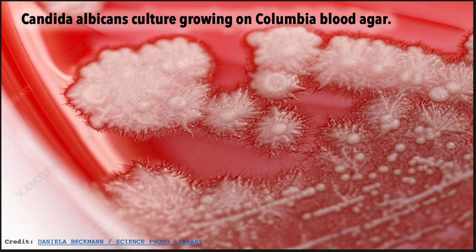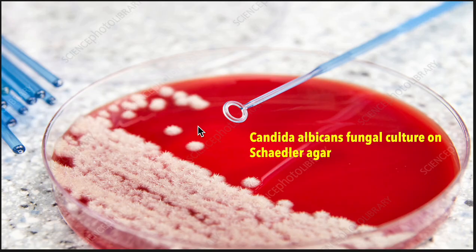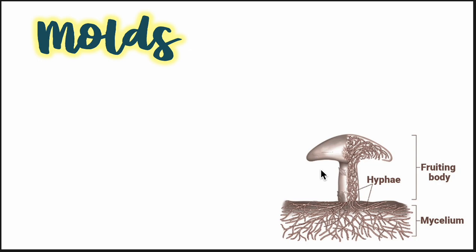Okay, and then also this one, this is another example of a Candida albicans fungal culture on Sabouraud agar. Candida albicans is commonly found on the skin and the mucous membranes of the mouth. How about for the molds?